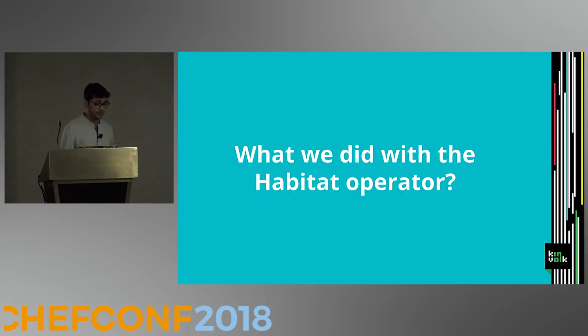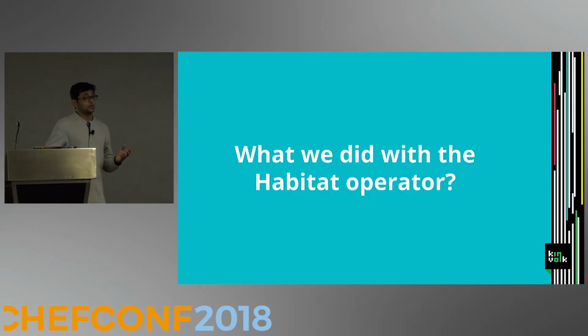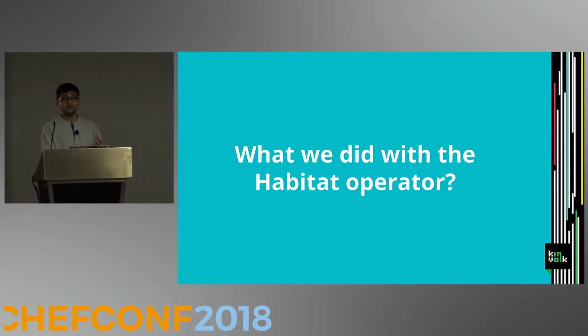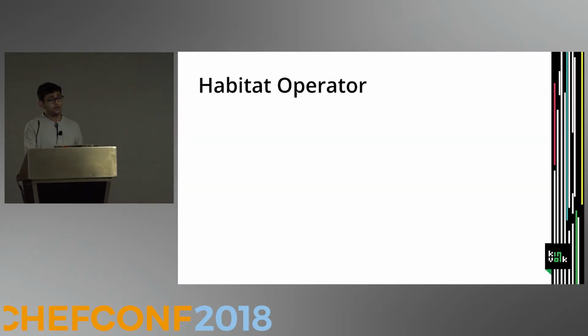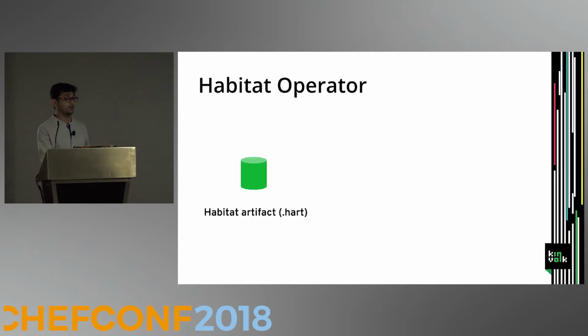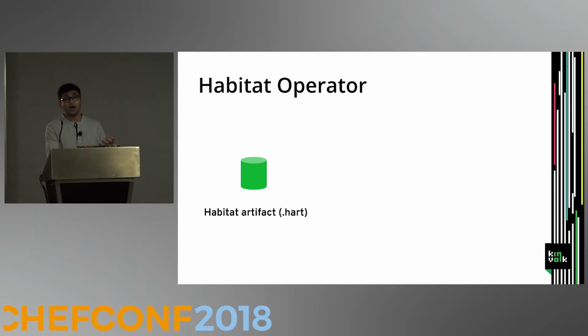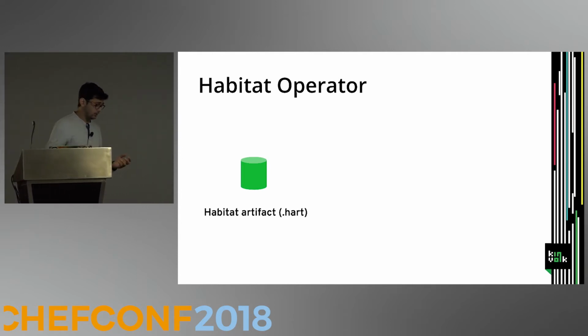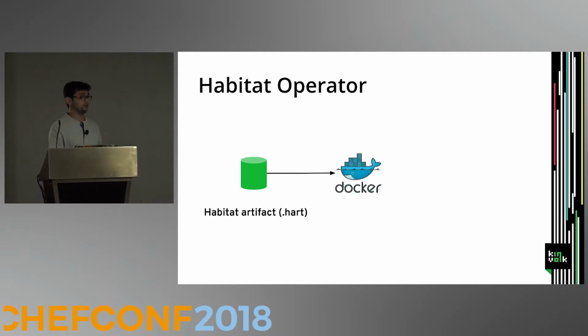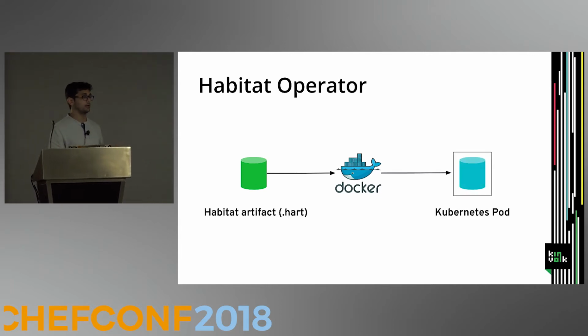To extend this, we built the Habitat operator, so that we could manage Habitat artifacts and Habitat applications inside Kubernetes. In the start of a Habitat operator, what we have is the Habitat artifact, right? And Habitat has a feature where you can export Habitat artifacts into Docker images. So we use this feature to export Docker images and use this Docker image inside a Kubernetes pod. This is the rough overview of the Kubernetes operator.